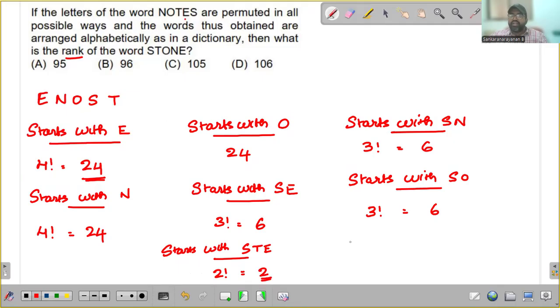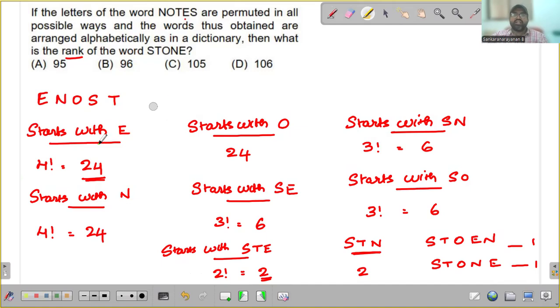Now remaining, it will be STN. The number of words that start with STN, that also will be 2. And then comes STOEN and STONE. So this is 1 and this is 1. And finally, when you are adding all these, that is going to get you the rank of this word stone. So let us add them.